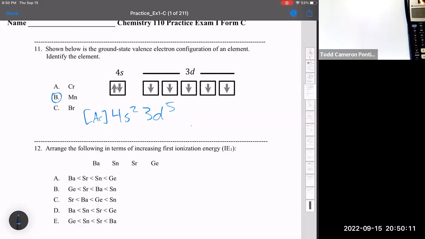There's only 2 exceptions that you're responsible for. Those are chromium, which is right here, and copper. The reason for the exceptions is the D subshell, it turns out, is kind of greedy. If it can be half filled or fully filled, it's going to yoink, borrow an electron from the 4s. As a result, chromium is 4s1 3d5, copper is 4s1 3d10.